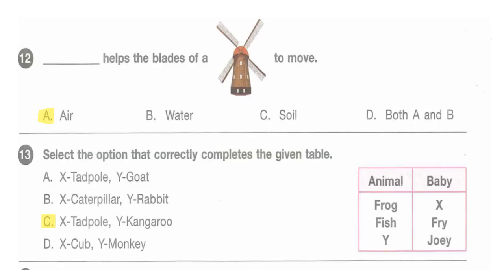The answer is option C, which says X is tadpole and Y is kangaroo. So X, the baby of a frog, is called a tadpole, and Y is kangaroo because the baby of a kangaroo is called a joey. Hence, the answer is option C.